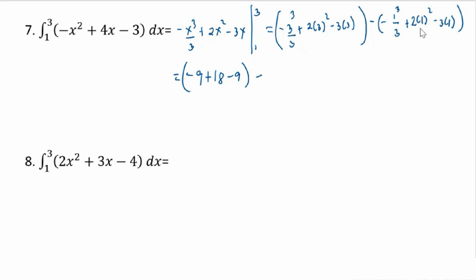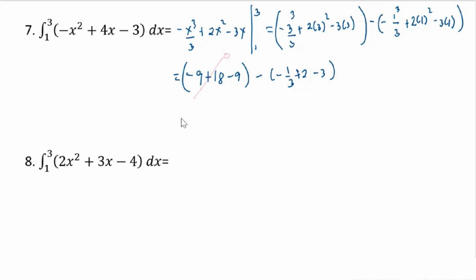For F(a), we have 1 cubed is 1 over 3 times negative, so we have negative 1/3. And 1 squared is 1 times 2, so that is now positive 2. And the last term is 3 times 1, which is negative 3. So simplifying this, we know that the value of F(b) is equal to 0, because negative 9 and negative 9 is negative 18, plus 18. So this will be equal to 0.